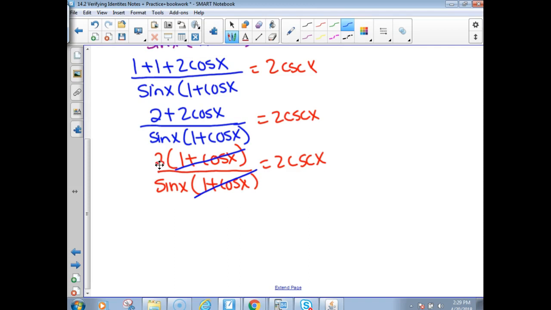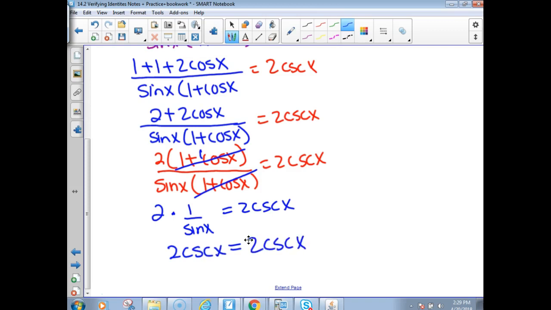You can rewrite the 2 over sine x as 2 times 1 over sine x. And then finally, you've got what you wanted. 1 over the sine is the cosecant, so you've got 2 times the cosecant x equals 2 times the cosecant of x. That a good one?